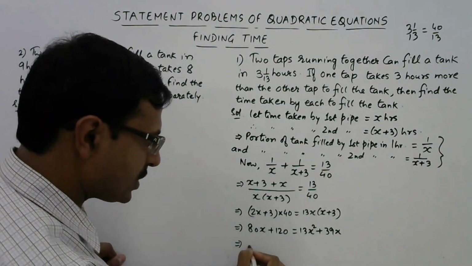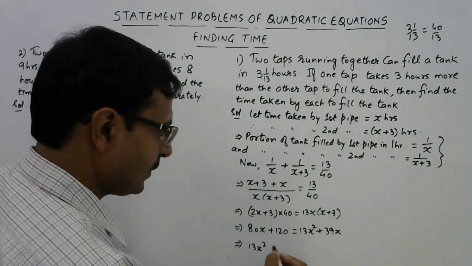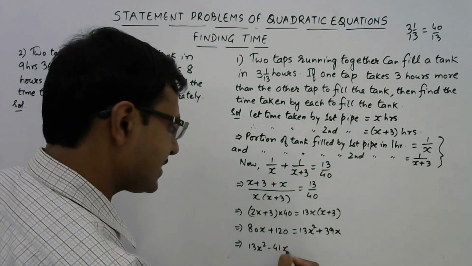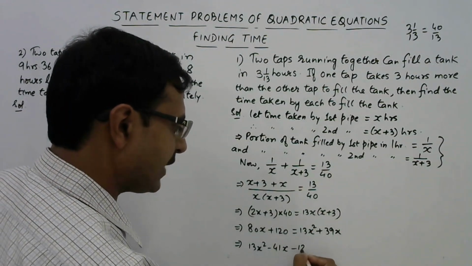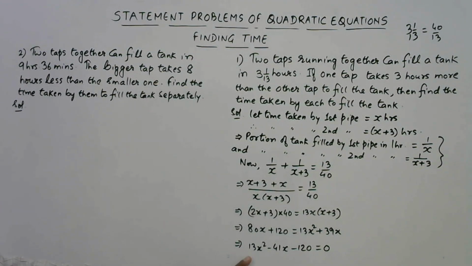So this will get converted into a quadratic equation, 80x plus 120 equal to 13x square plus 39x, thereby giving you a quadratic equation, 13x square, 39 minus 80 is minus 41x, and this goes that side, becomes minus 120 equal to 0. So you see we have formulated a quadratic equation, and this quadratic equation is now to be factorized.